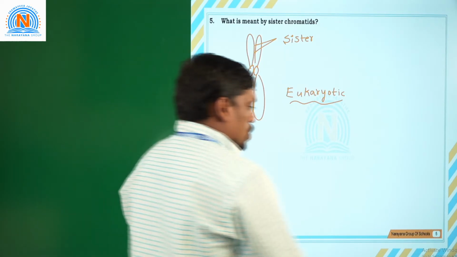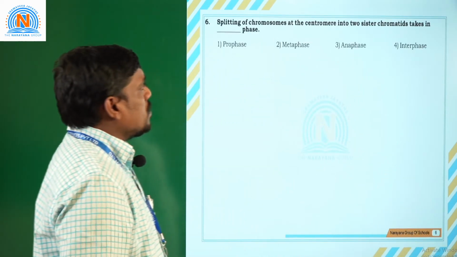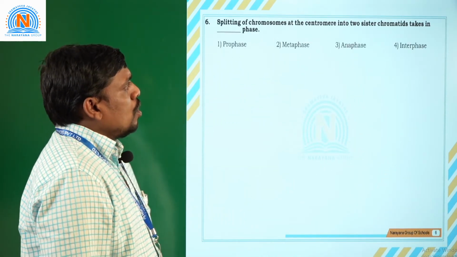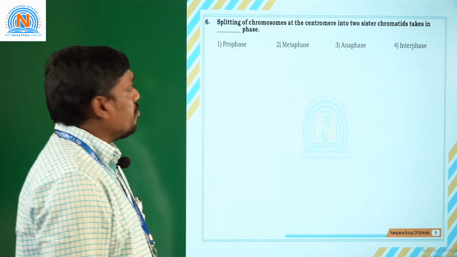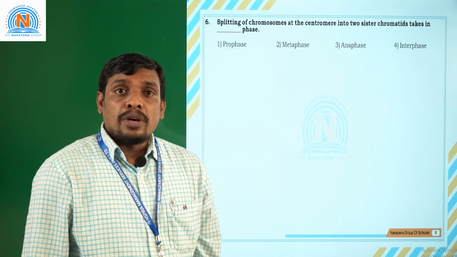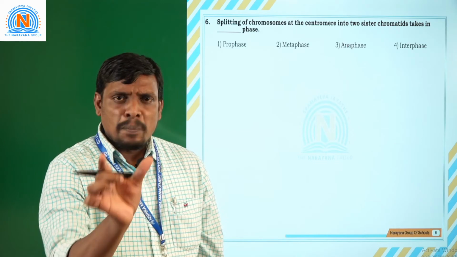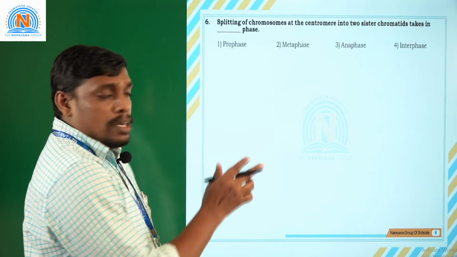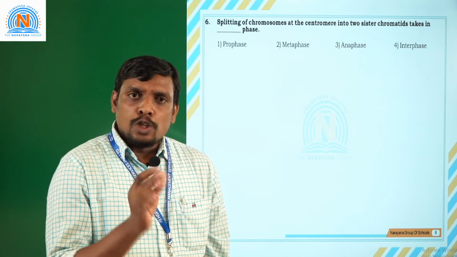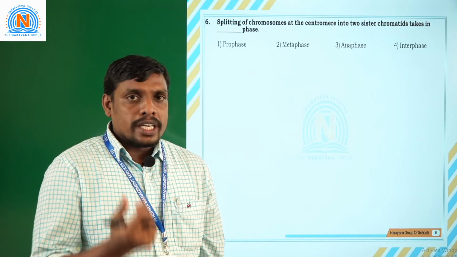Moving on to the next question, students. Let us see the sixth question. Splitting of chromosomes at the centromere into two sister chromatids takes place at which phase of meiotic cell division? Just now I have shown the paired or doubled chromosomes. They will later split into equal chromosomes at which phase of meiotic cell division?